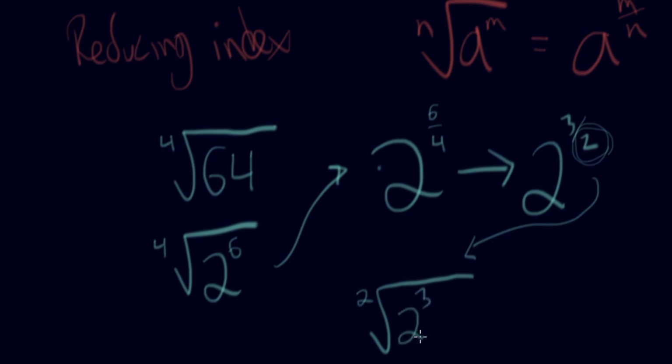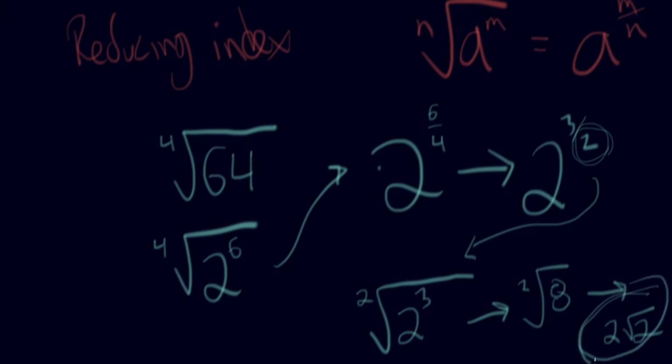And of course, 2 to the power of 3 is what? Well, 2 to the power of 3 is just 8. So this is, what's this? The square root of 8, which using our other square root stuff is just simply 2 root 2, if I was going to go and simplify that. So this all came all the way down from here to there.